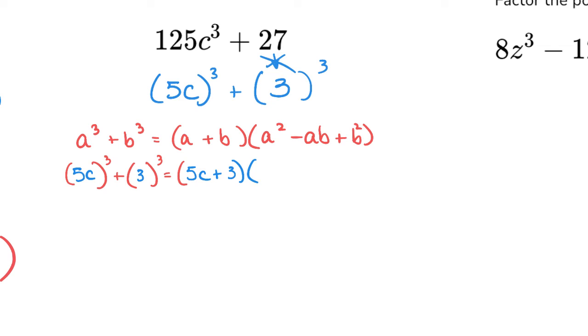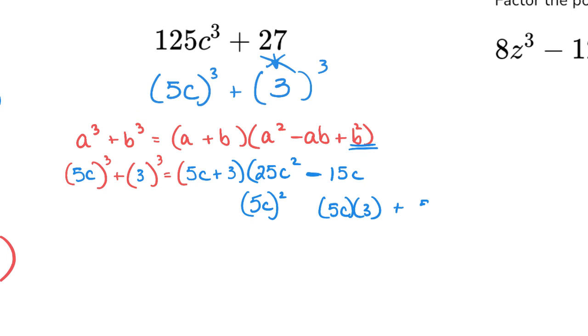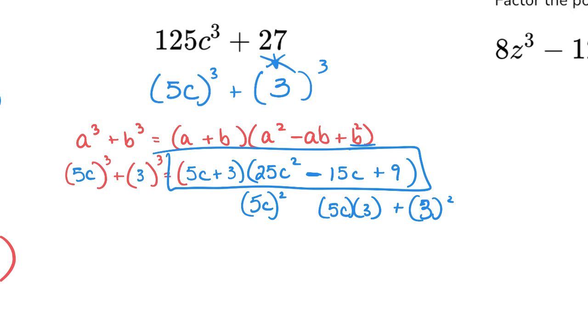It says take the a value, that's 5c, and square it. Well, that's 5 times 5 and c times c. Then it says subtract a times b, so 5c times 3, which is 15c. And it says take the b and square it, so that's 3 squared, which is 9. There's how it factors, and we're done.